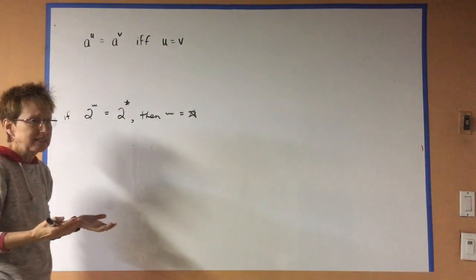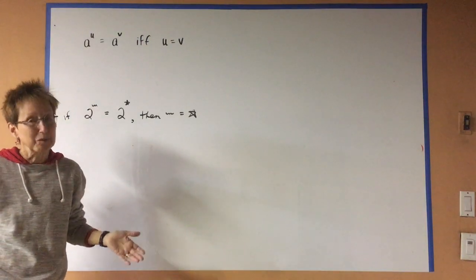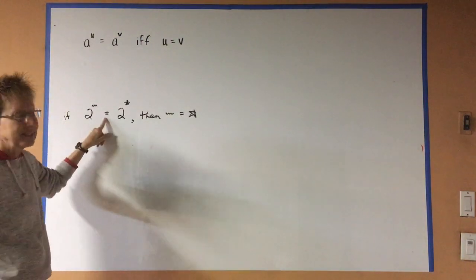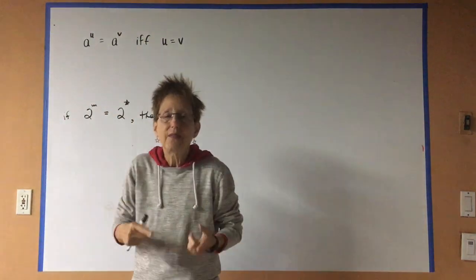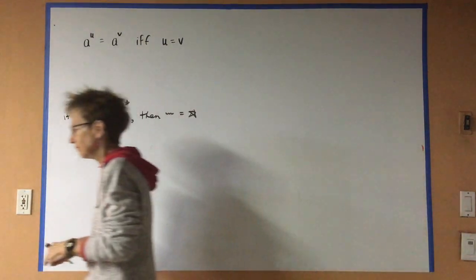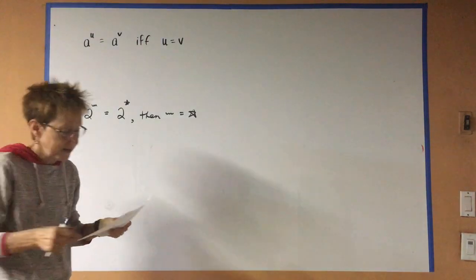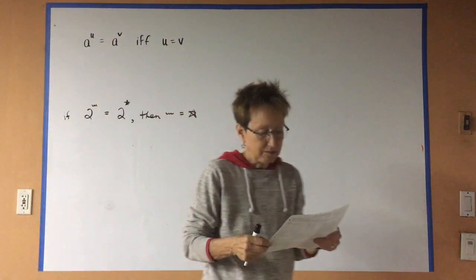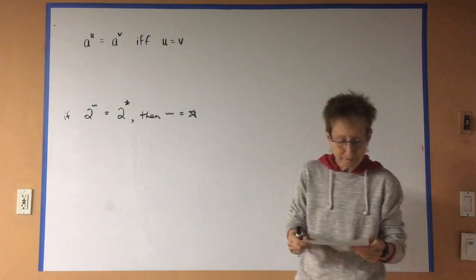And that kind of makes sense. If I have 2 to a power and it's equal to 2 to a power, then those powers must equal each other, or else I can't make that statement. So in other words, if you have same bases equal, then their powers are equal. That's in words what this rule says. And I wrote that down. If you have same bases equal, then the powers are equal.